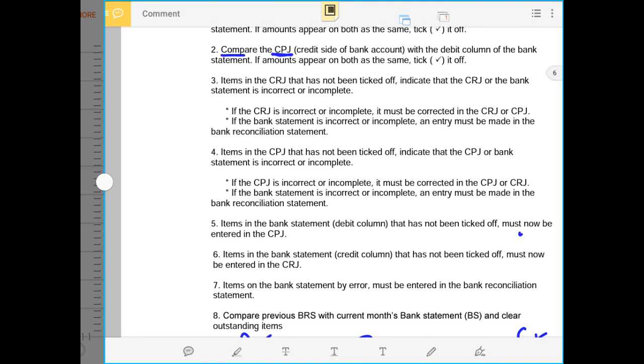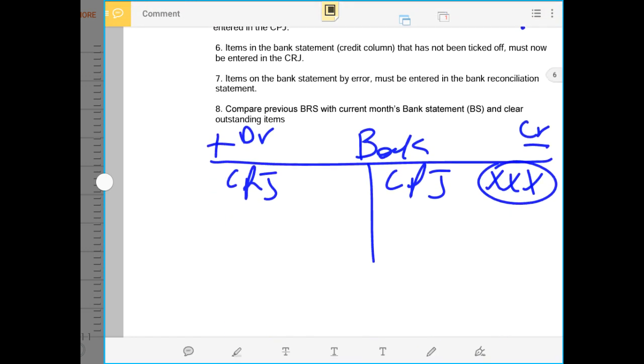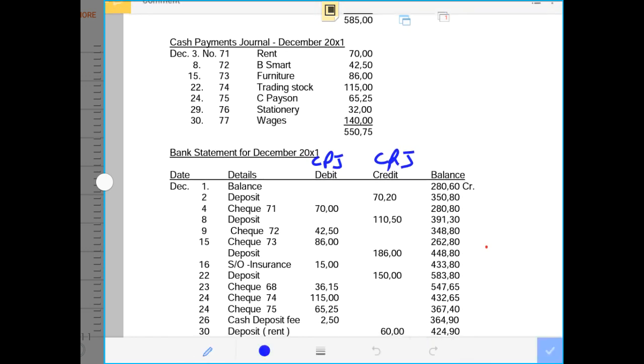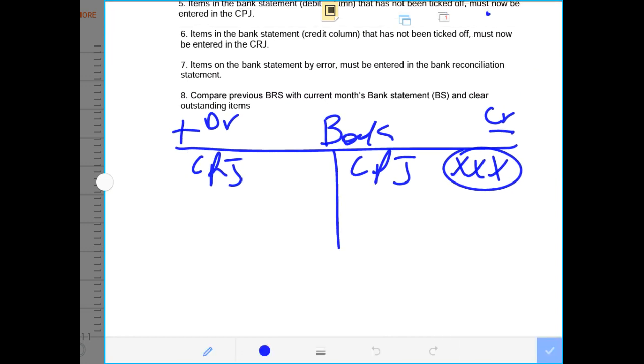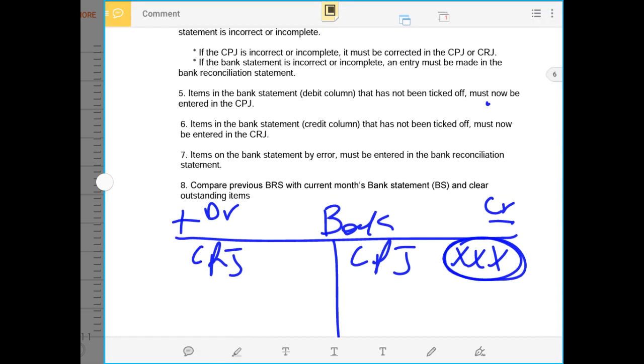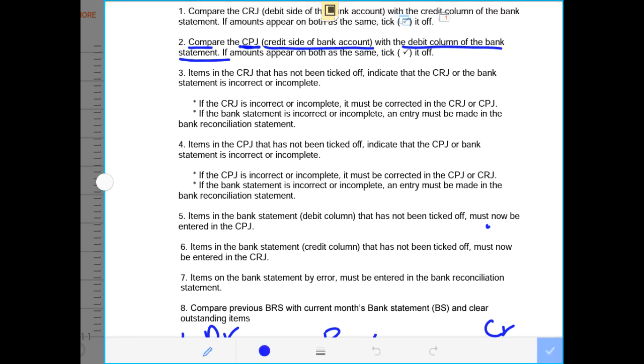So the second procedure says that we compare our cash payment journal, which is the credit side of the bank account, with the debit column of the bank statement. Remember, this is the debit column of the bank statement. However, the debit column of the bank statement can also be compared with the credit side of the bank account, because on the bank account credit side is where we record all the cash payment journal items. Remember, we are not talking about the correction of errors in this case. You'll see that later on, but I want to emphasize it as I'm explaining now.